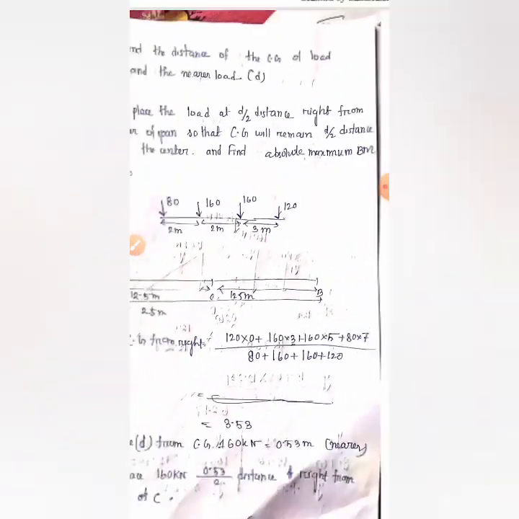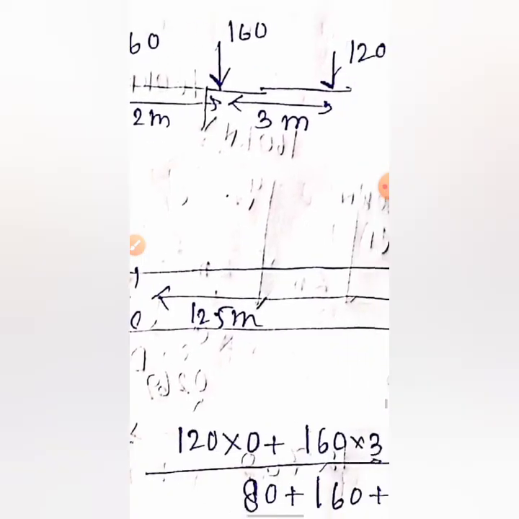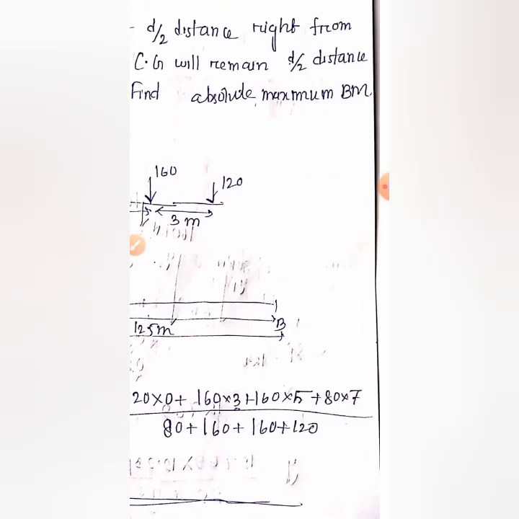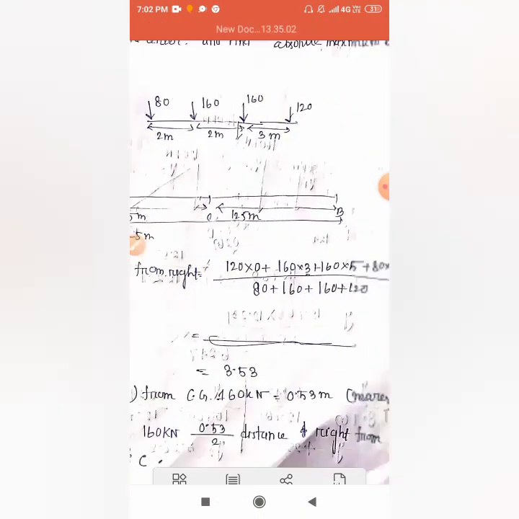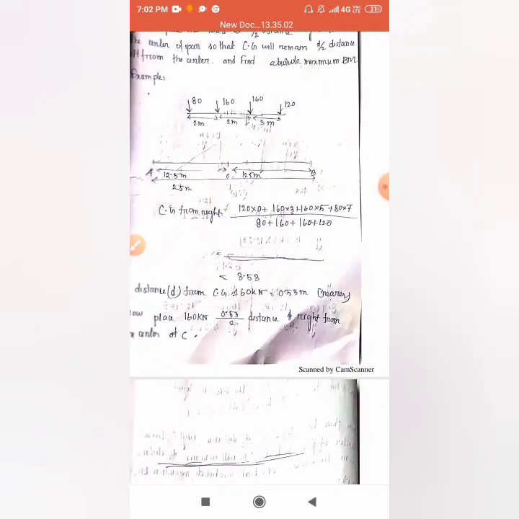Now, from the 120, the distance will be 0 because it is acting on the point at the right corner. From 160, the distance is 3 meter, right? And from this 160, the distance is 2 plus 3, that is 5 meter. 160 into 5 plus, what is the distance from 80? 2 plus 2 plus 3, that means 7. And the summation of the loads is 80 plus 160 plus 160 plus 120, right? The center of gravity is coming 3.53 meter. So this 3.53 meter is considered from the right portion, right?